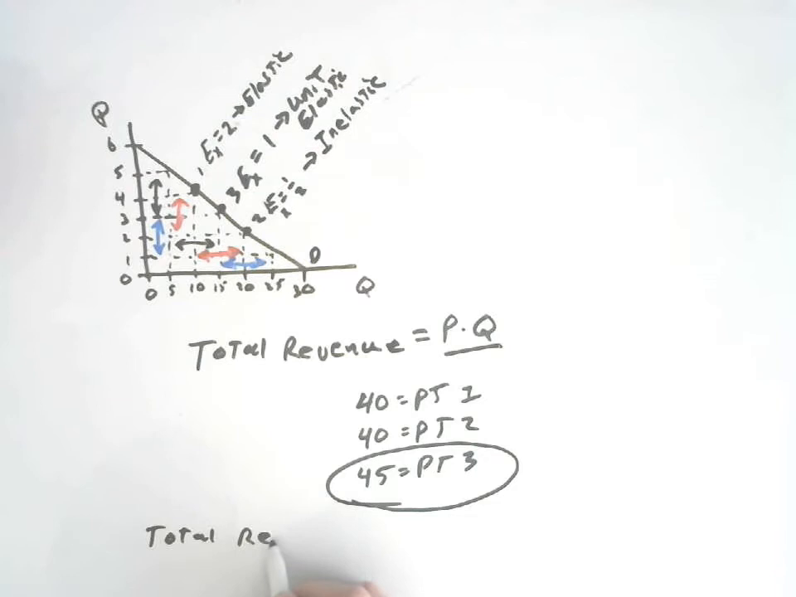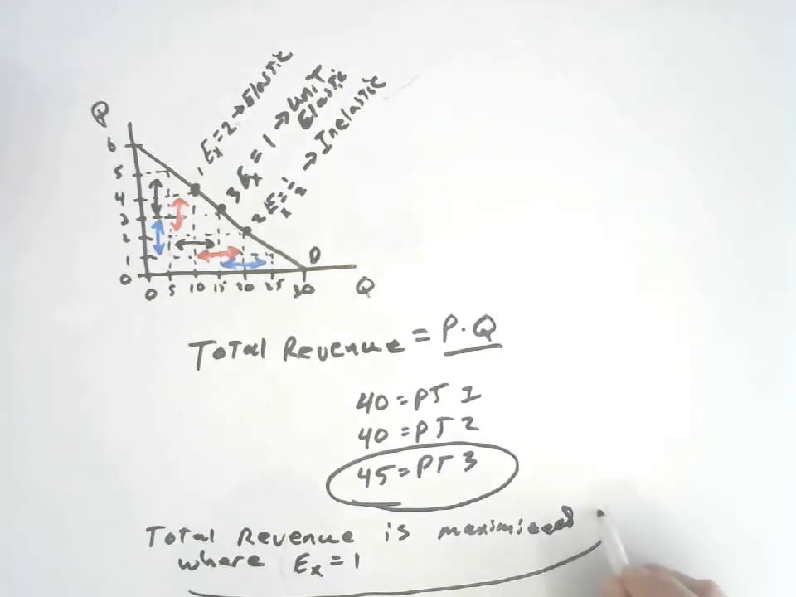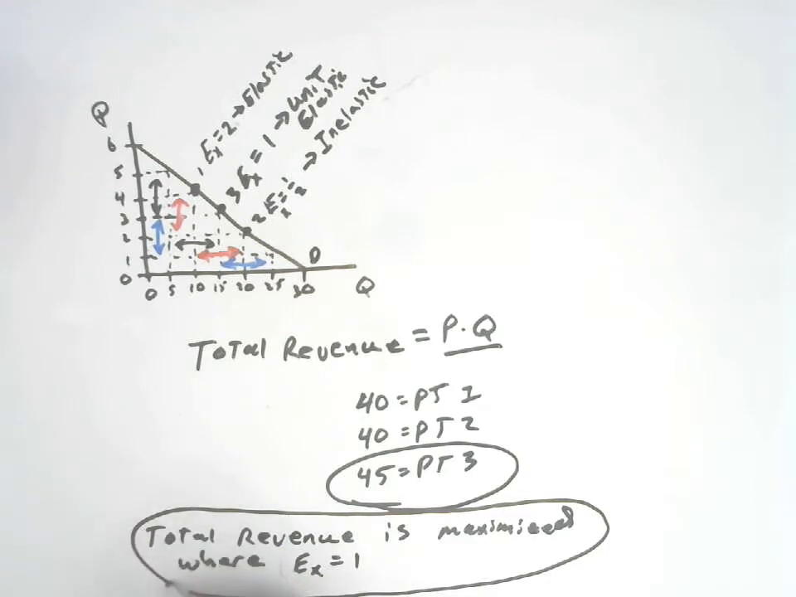In other words, total revenue is maximized where demand is unit elastic. Total revenue is maximized where demand is unit elastic.